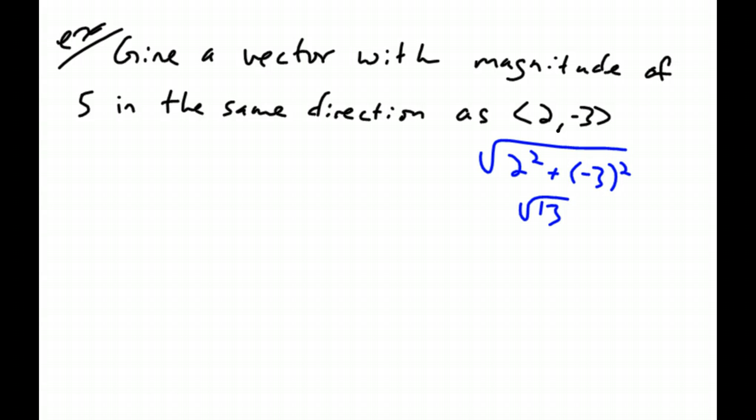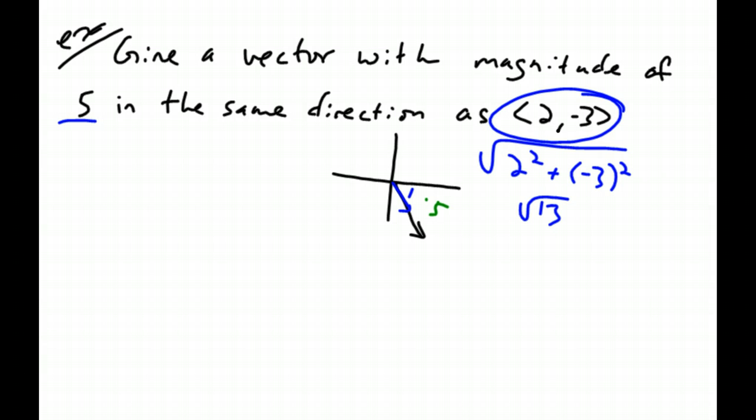So here's the thing. If I find the unit vector of this, the unit vector has a magnitude of 1. So basically, if I go 2, negative 3, that vector looks like something like that. That magnitude there is square root 13. However, if I find the unit vector, which has a magnitude of 1, I want one with a magnitude of 5. So all I need to do is take this unit vector and multiply it by 5, and I will have a vector that is 5 times as long as my unit vector. So it will have a magnitude of 5.